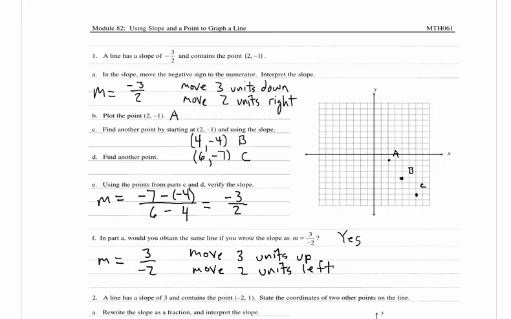So now we're going to find a fourth point using 3 over -2. So we'll start back with our original point, (2, -1). And if we were to move 3 units up, we're going to add 3 to our y value. So we have -1 plus 3 is 2. And if we move 2 units left, we're going to subtract 2 from our x value, which was 2. So 2 minus 2 is 0. And we can find that point D is (0, 2). So we're going to go 2 units up from the origin and label this point D.